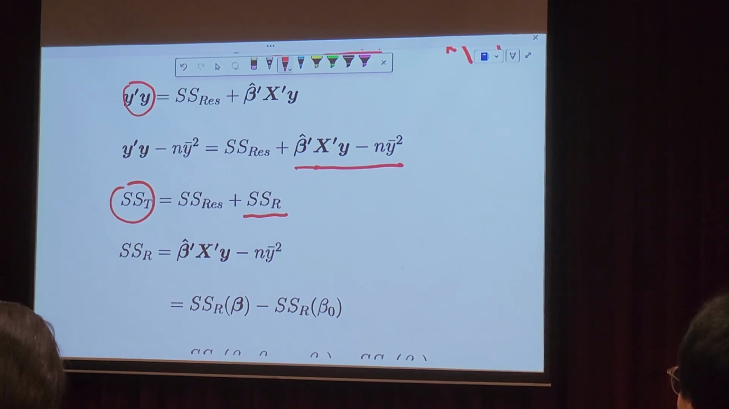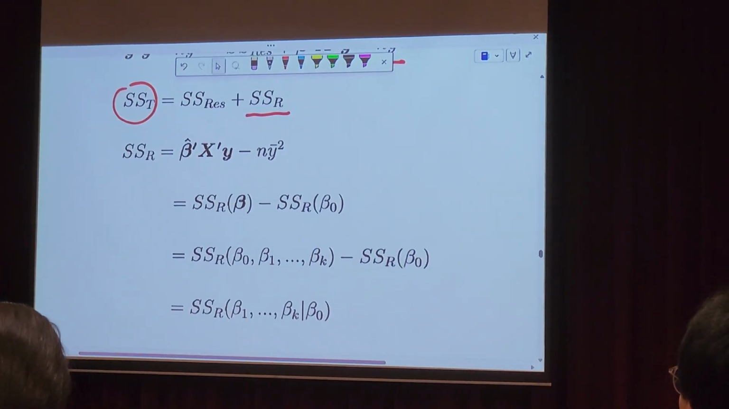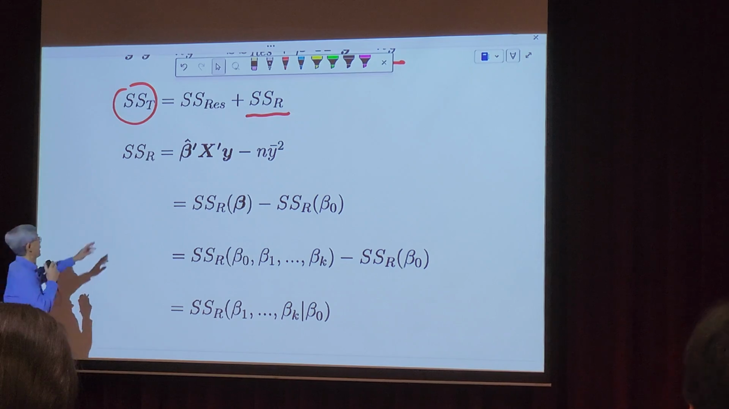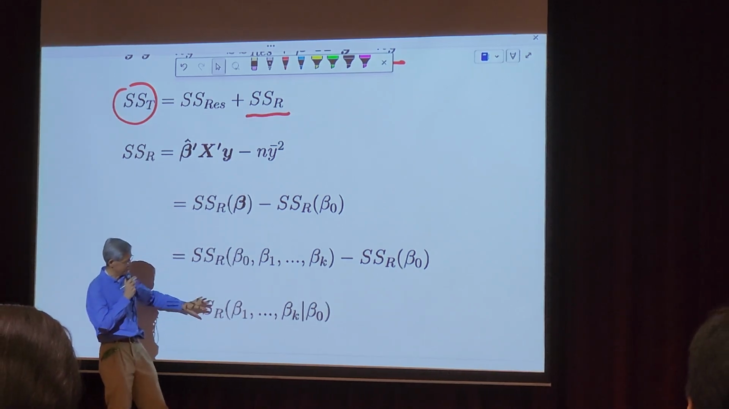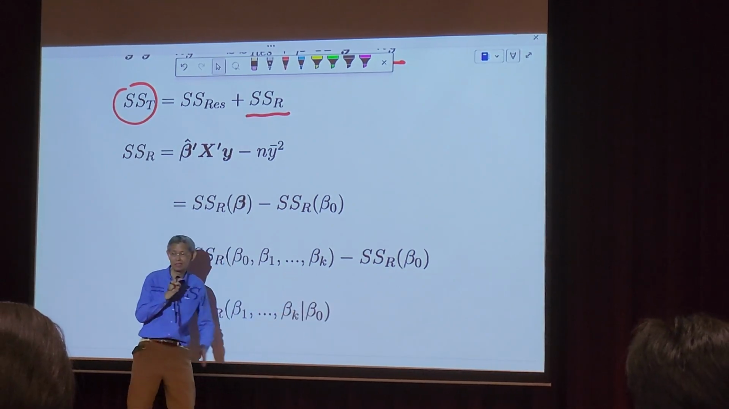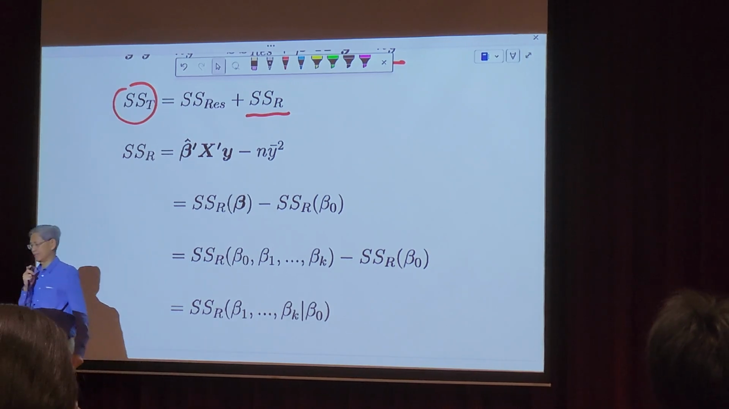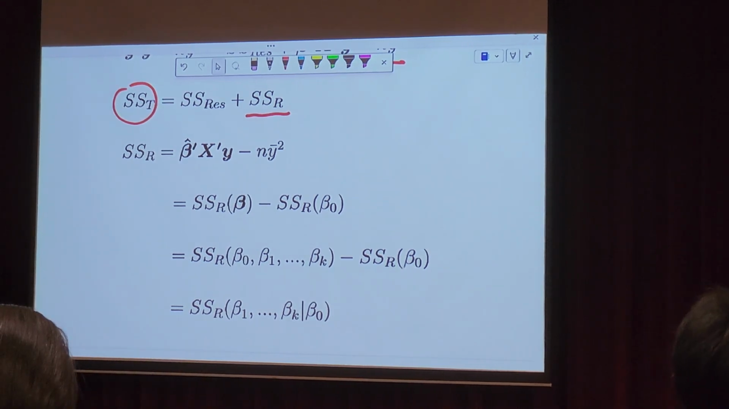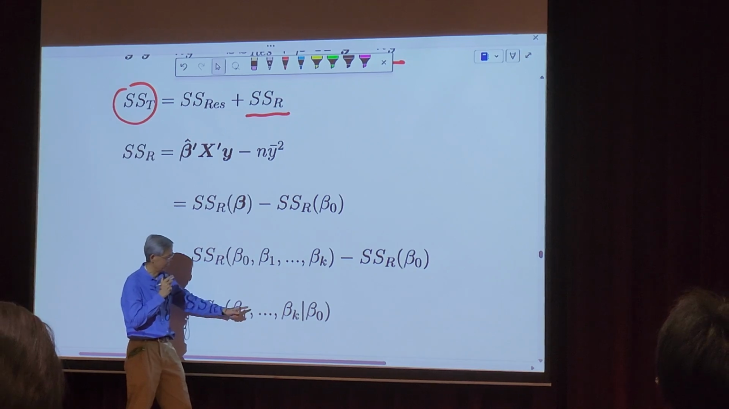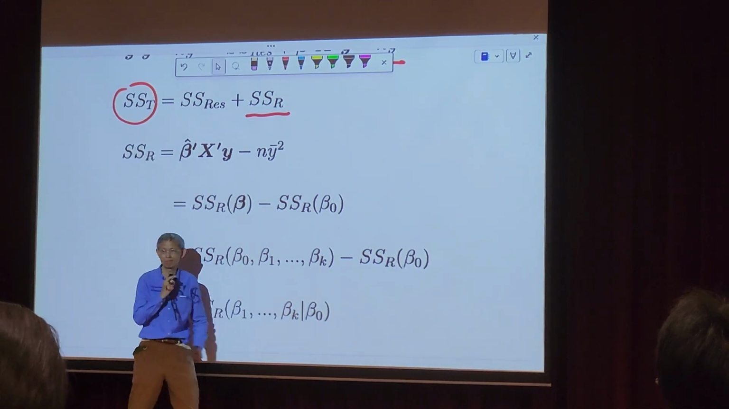Okay? Now, why do I need to subtract away SSR beta naught? The reason is SSR is actually SSR beta 1 up to beta k, given that you've accounted for beta naught. In other words, SSR is to test the contribution of beta 1, beta 2, beta 3 up to beta k.